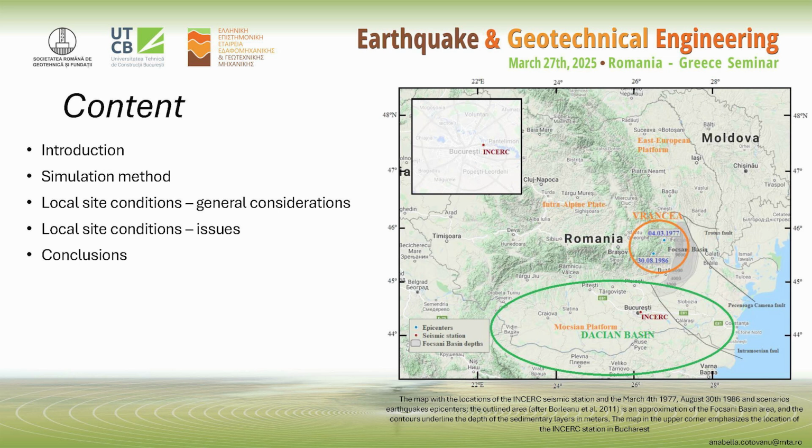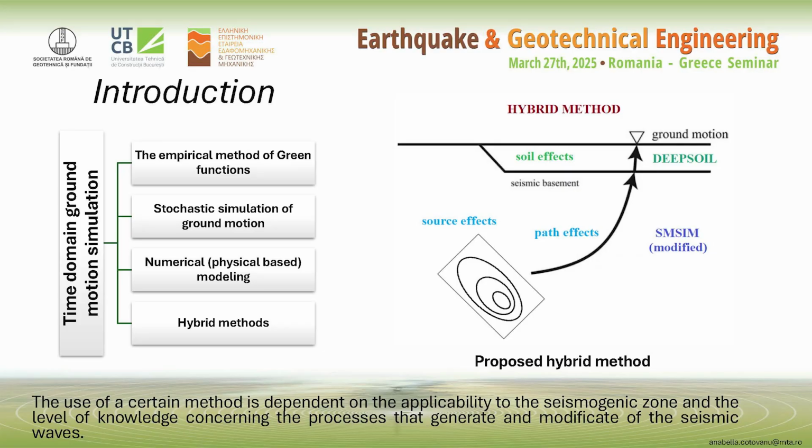I will talk very briefly about the simulation method, and then I will talk about the difficulties of simulating the local site conditions. The local site conditions that I will talk about are from the Dacian Basin, from Bucharest, from the Cerc station, and the exemplification is made for the 1977 earthquake, a 7.4 magnitude earthquake, and the 1986 earthquake, a 7.1 magnitude earthquake.